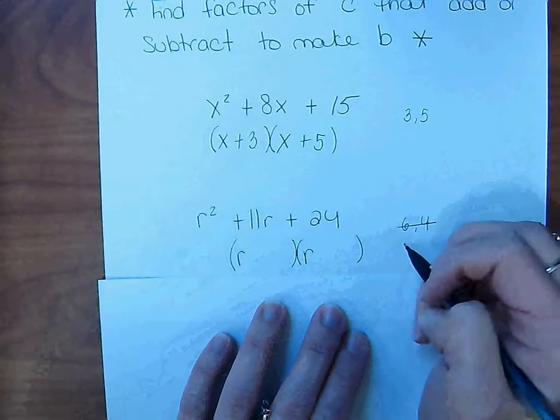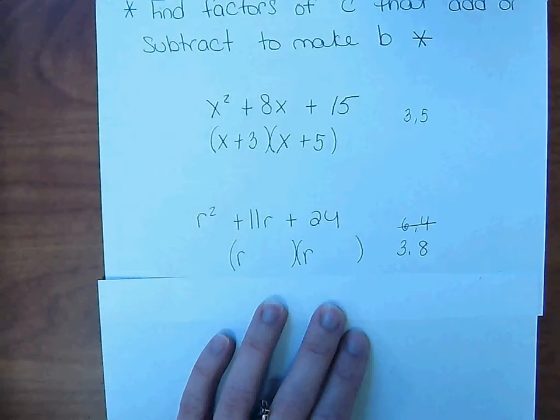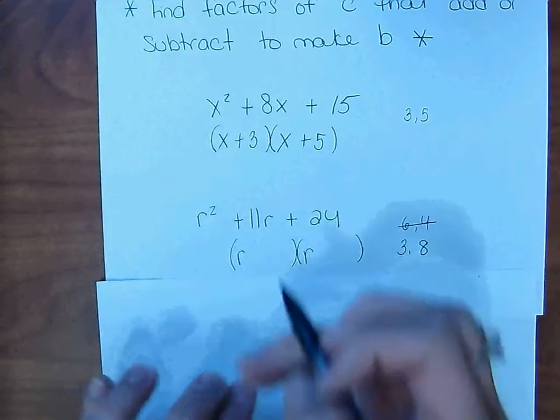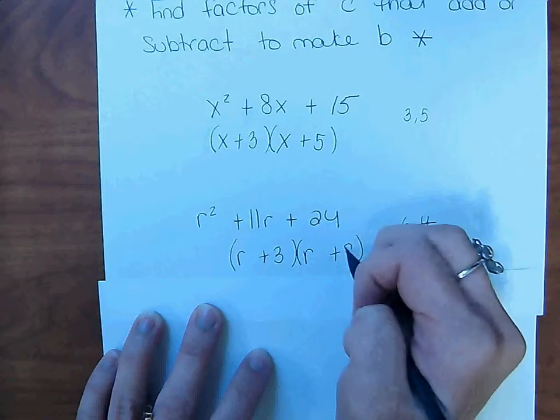The next thing that comes to mind, 3 and 8. When I add 3 and 8, I do get 11. So again, it's going to be r plus 3 and r plus 8. The order of the parentheses does not matter.